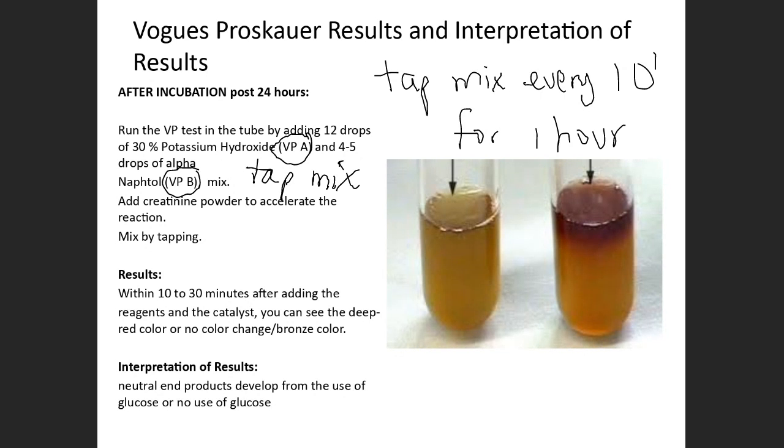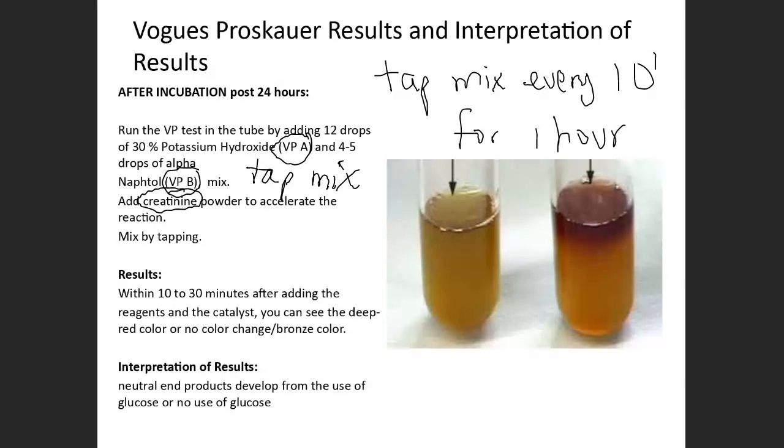What we do, we're kind of sneaky, is that we add something else in the mix. We add a powder called creatinine that is going to make it so that the reaction happens faster. It's going to be a catalyst of sorts. And we mix by tapping, and usually you cut the time in half to see the color change.